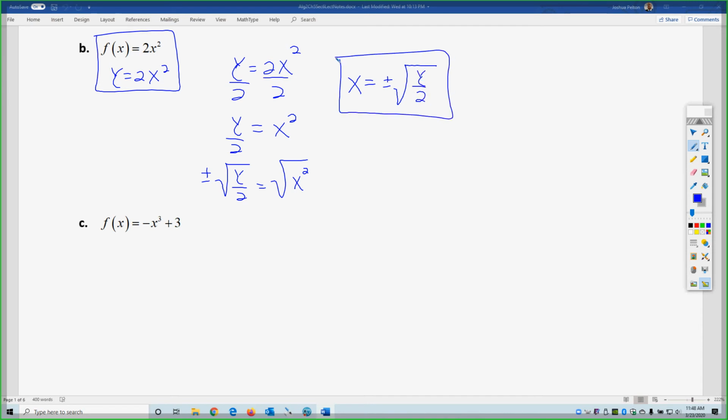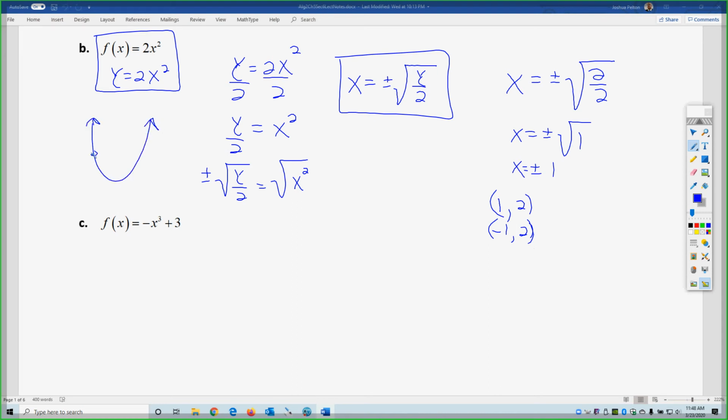Okay, so we want to plug in the output of 2 again. So y is 2. So we get x equals plus or minus the square root of 1. X equals plus or minus 1. So therefore we have 2 coordinates. We get 1, comma 2, and negative 1, comma 2. Okay, we have 2 possible coordinates here. I think it makes sense because it's a parabola, right? You're going to have equidistant points on both sides. Okay, last one.